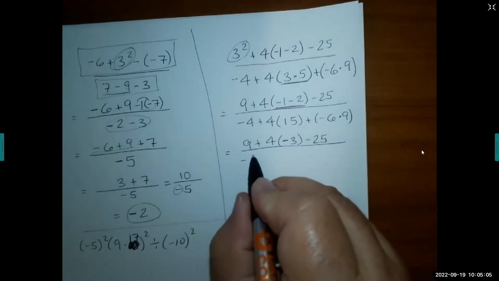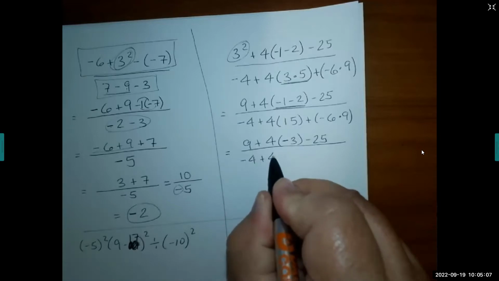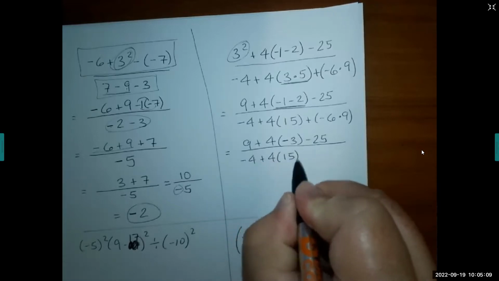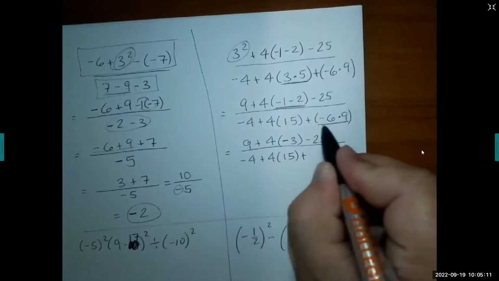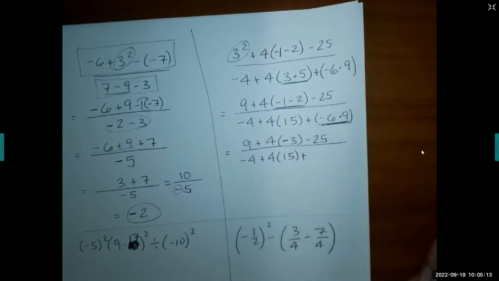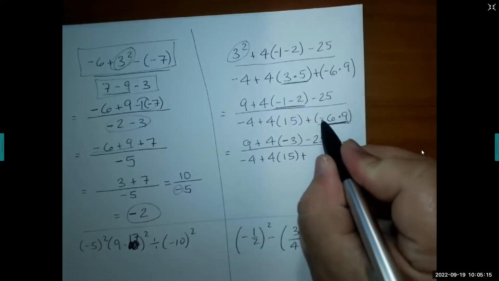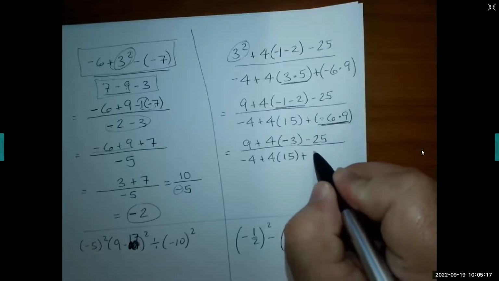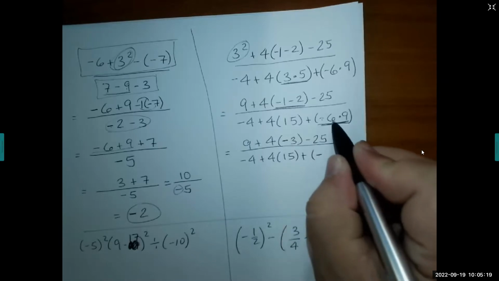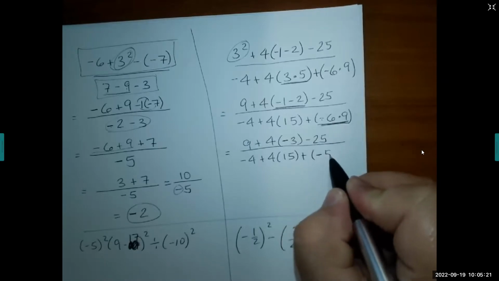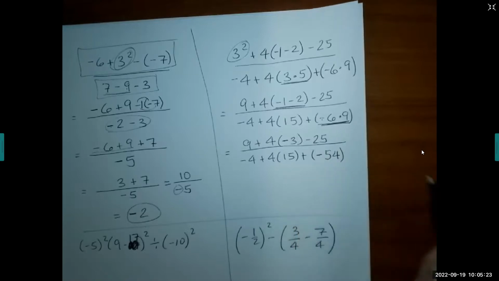And on the bottom, we have another special operation right here, parentheses. Negative times positive is negative. 6 times 9, 54.